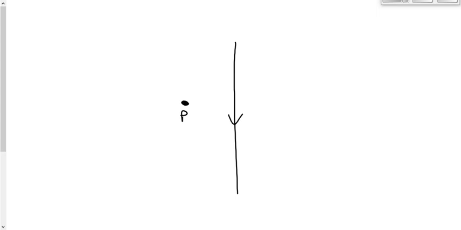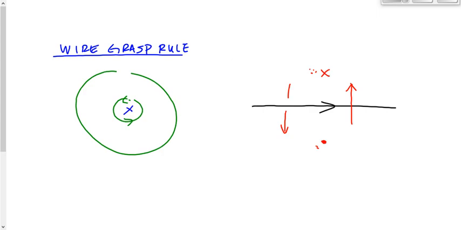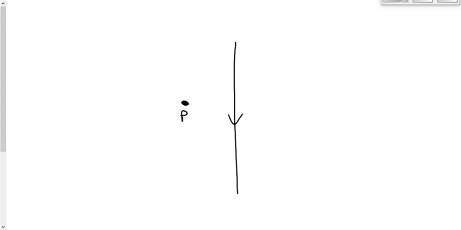Use the wire grasp rule, right? That's all I'm doing. It's the same question as I just asked you over here, except that the wire is pointing downward as opposed to pointing to the side, to the right. So we would say in this case, once again, my thumb points downward. My fingers, I want my fingers to be to the left of the wire. This is where they are right now, right? Which way are they pointing?